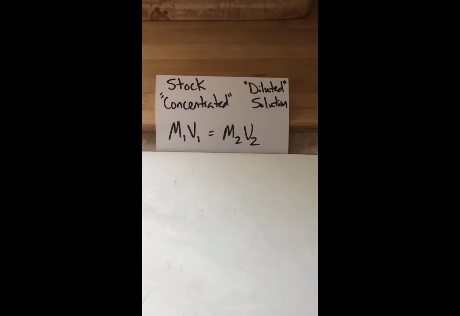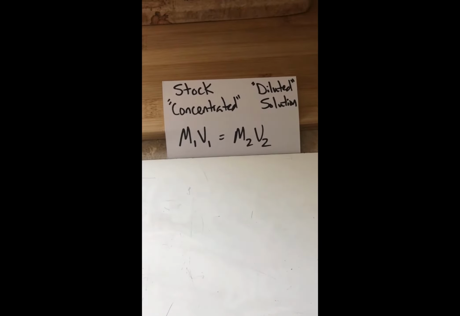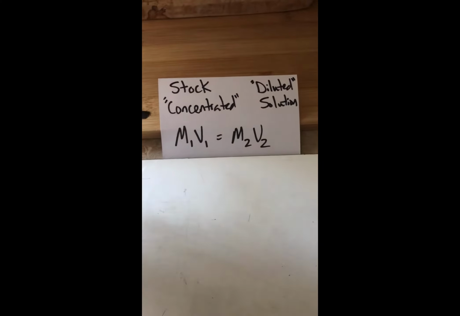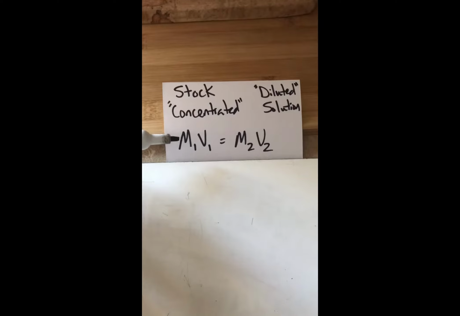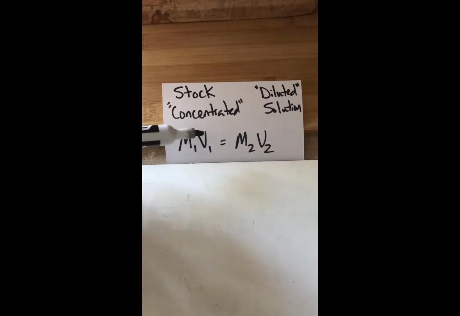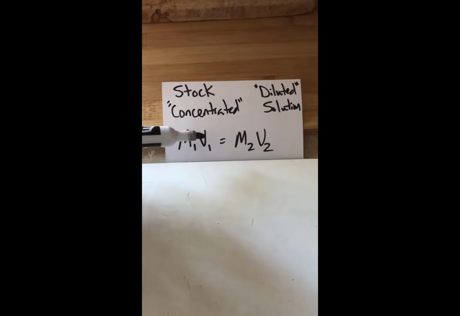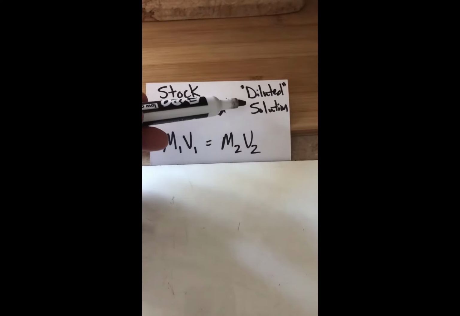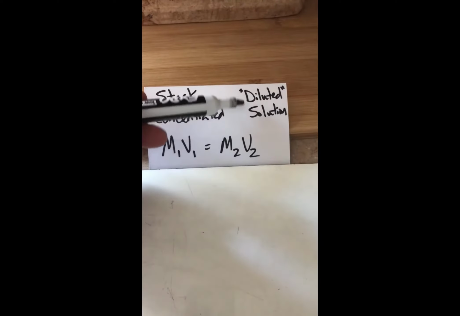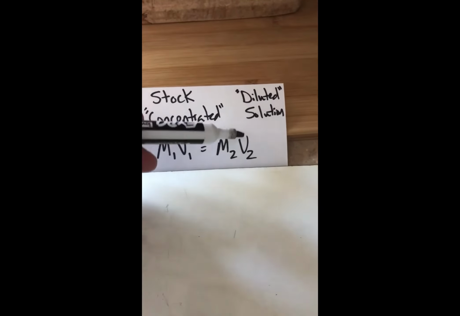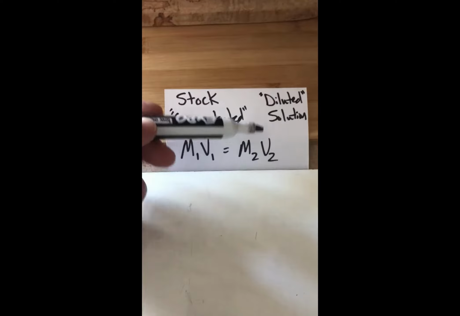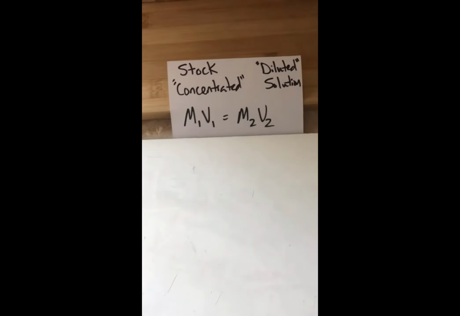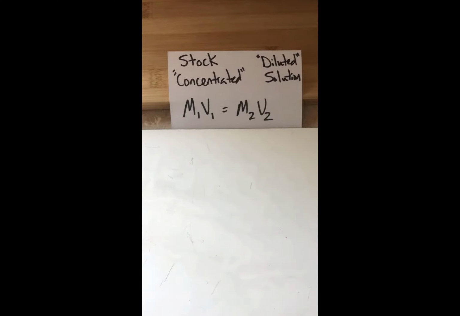hydrochloric acid? Okay, so when we want to make our diluted solutions from our stock, we always take the molarity. This is the equation we're going to use. We take the molarity of our stock concentration times the volume of the stock concentration, which is equal to the molarity of the diluted solution we want times the volume of the diluted solution we want. So this is a ratio, and in math, of anything that you will ever use in your life, this is more common than anything.